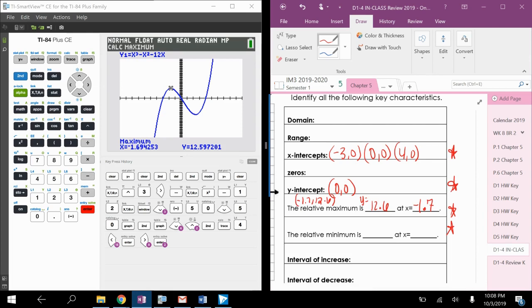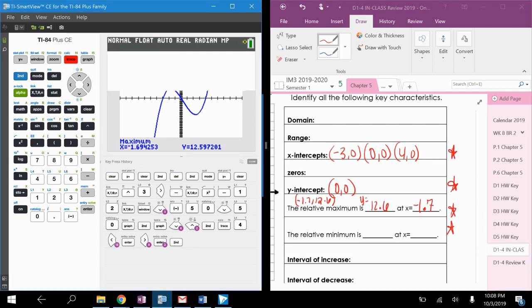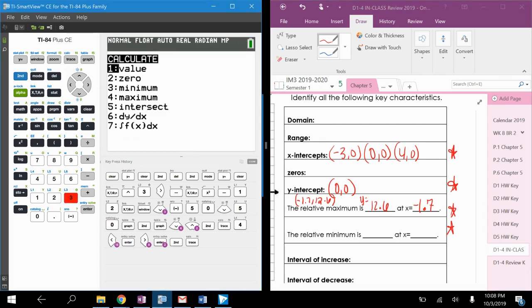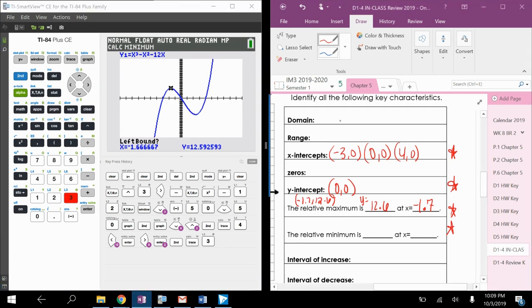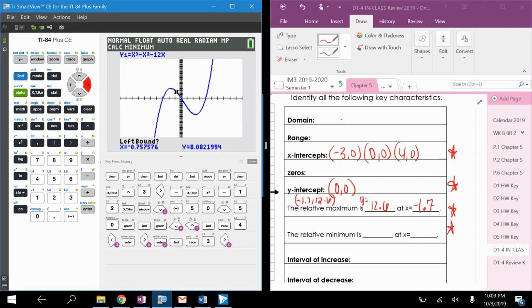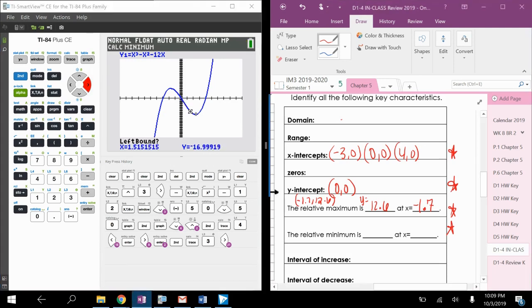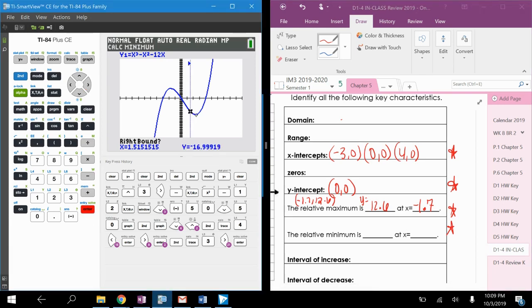Let's do it again to find our min. Second trace, press min. And here's our min right here. We want to go to the left of it. So we are on the left side, but let's go closer so that we get it to be a little bit more accurate. So now my cursor is blinking. It's pretty close to the min. You can go closer if you want. Press enter. Go to the right side of where that min is. Go right, right, right, right, right. Press enter. Enter one more time.